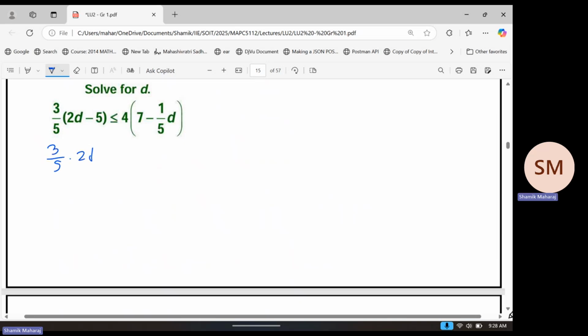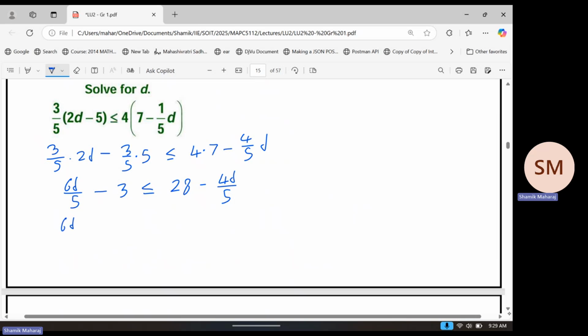3/5 times 2d minus 3/5 times 5 less than or equal to 4 times 7 minus 4/5d. Okay, so all I did is I just opened up all the brackets on the left-hand side and the right-hand side. Left-hand side, we will end up here with 3 times 2 on the top, which is 6d/5. Minus these 5s here will cancel out, I guess, and then we're left with 3. Okay, on this side, we have 7, 14, 21, 28 minus 4d/5. So the d's have a common denominator, which is helpful. Let me just put them together.